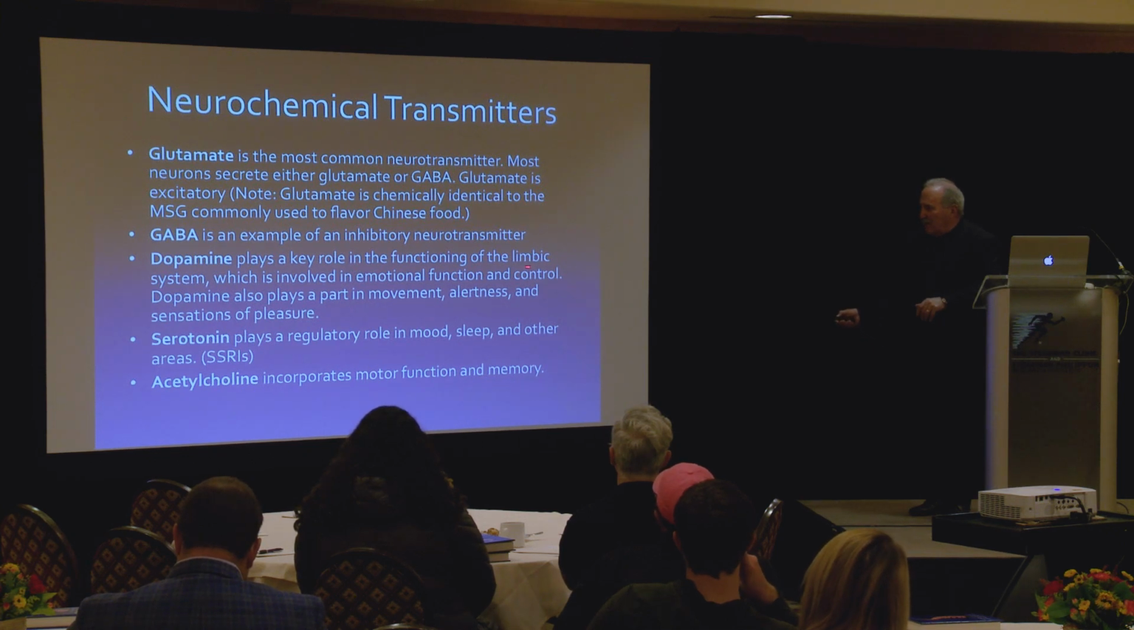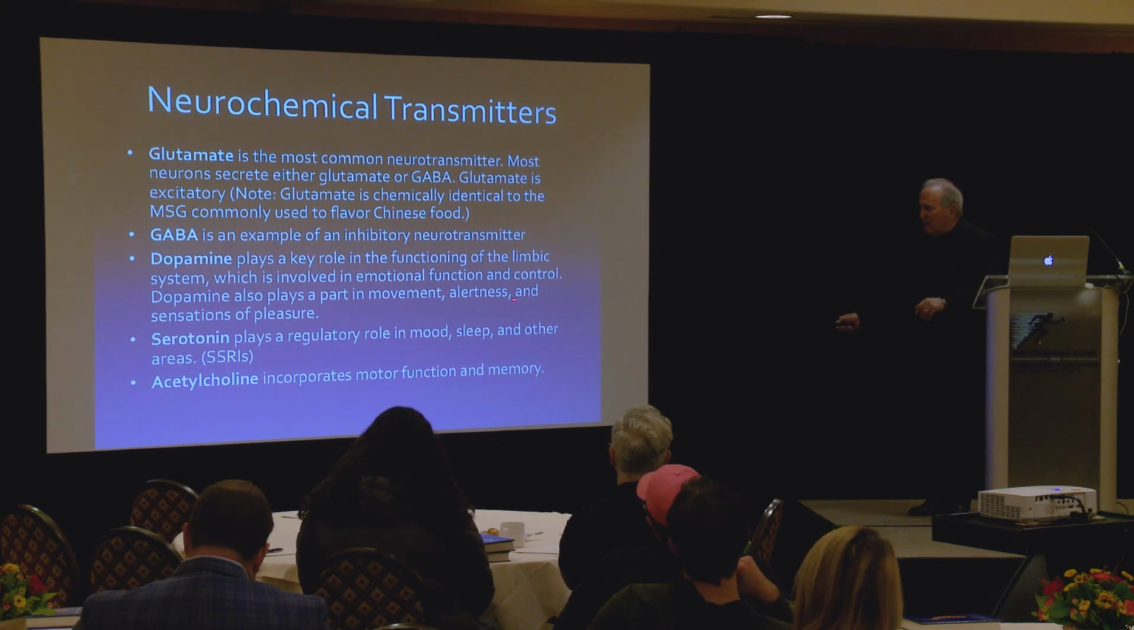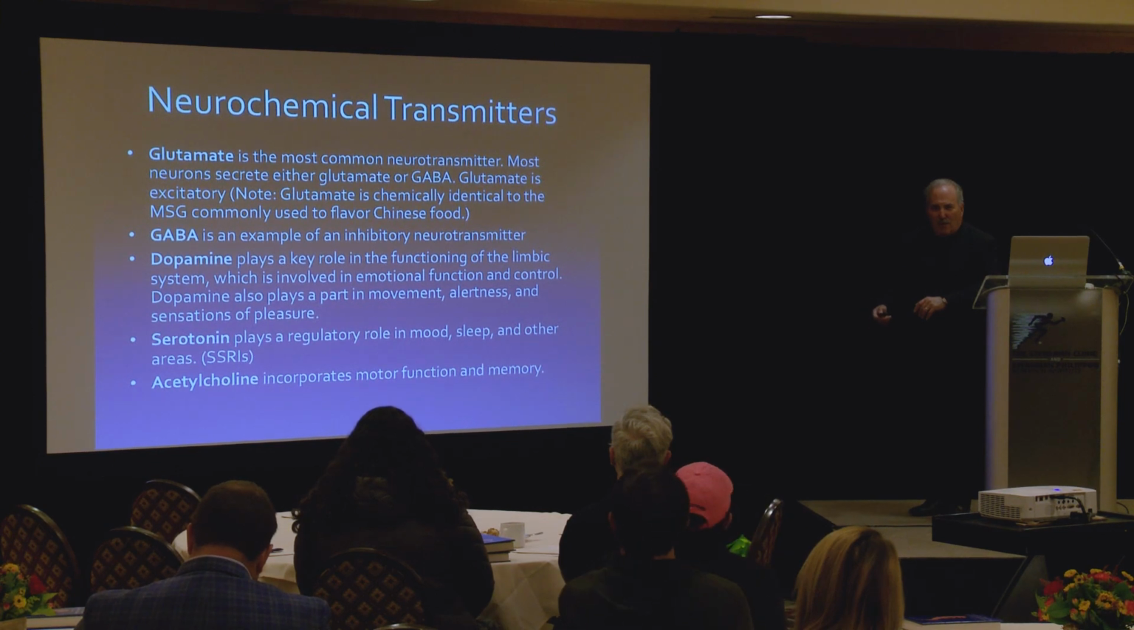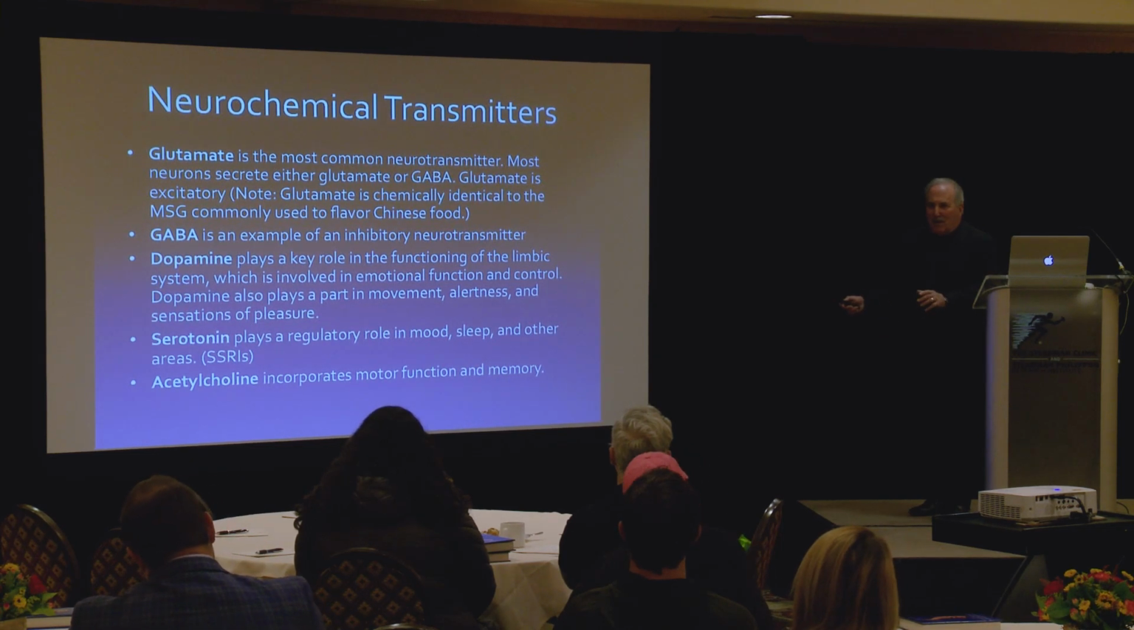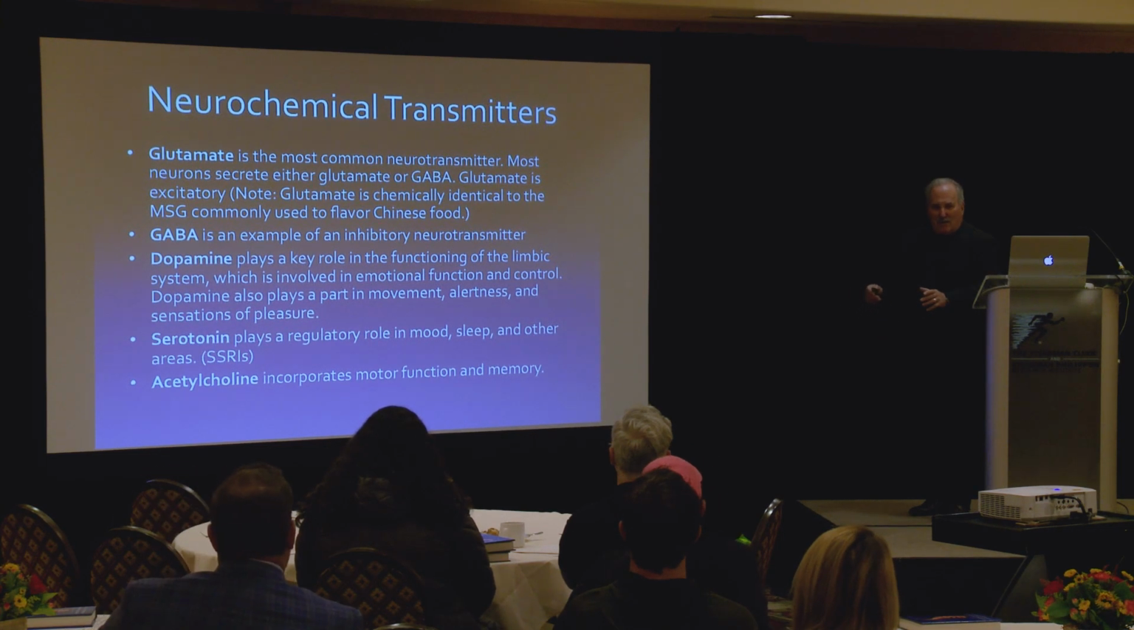Dopamine plays a key role in the functioning of the limbic or emotional system, emotional function and control. Dopamine also plays a part in movement, alertness, and sensations of pleasure. So dopamine is considered to be one of the problems associated with narcotics. Some people get release of dopamine, others don't, which is an interesting fact because even though the narcotic craze and malfunction today is from that, there are many patients that can take a narcotic and not have a euphoric response.